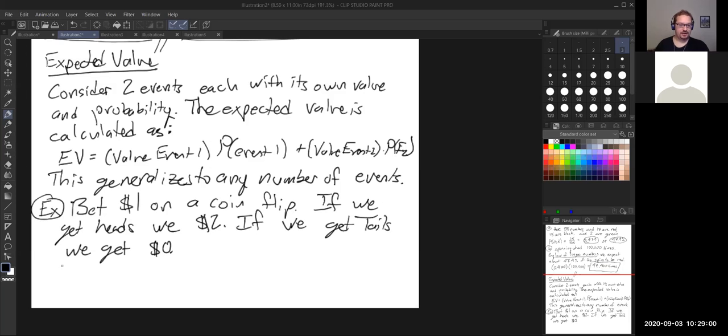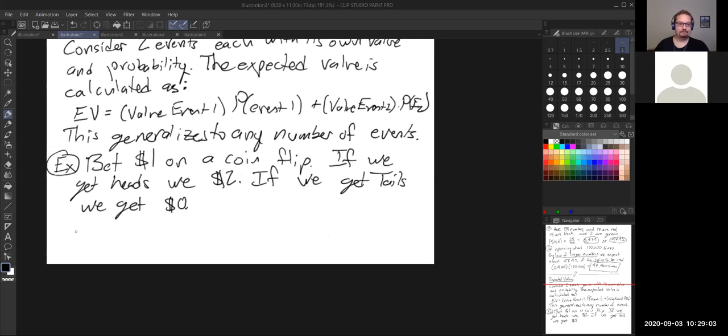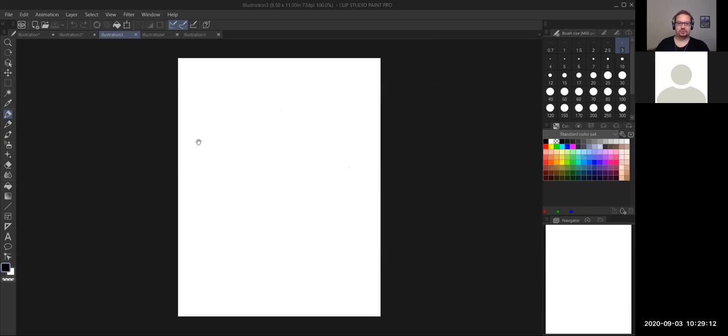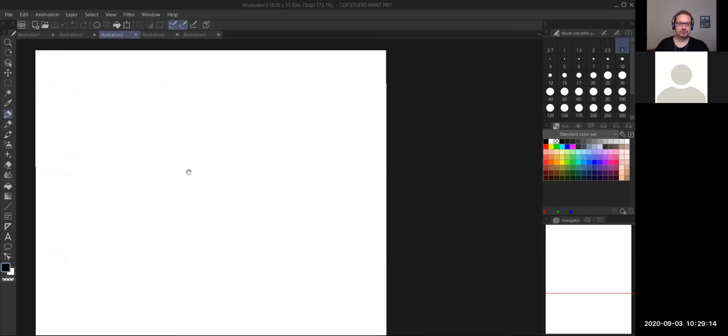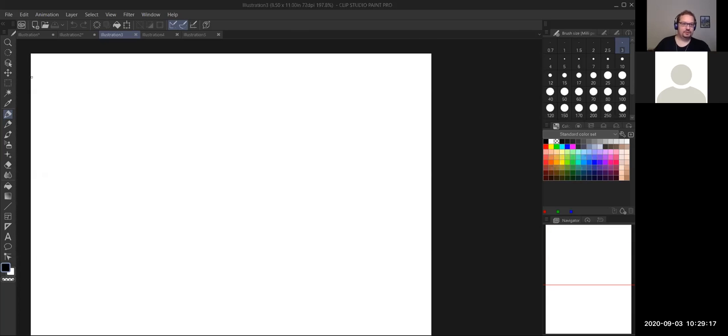So to find the expected value, first we have to split this into a couple of events. And I think I want to go to a new page here so I have enough room. So in this case, there are going to be three events. It doesn't seem like there should be three events, but there are. So the first event is we're going to play the game.